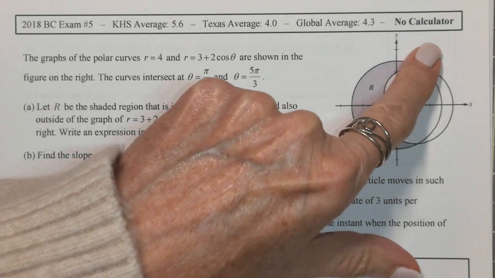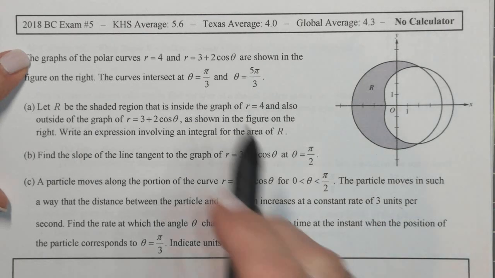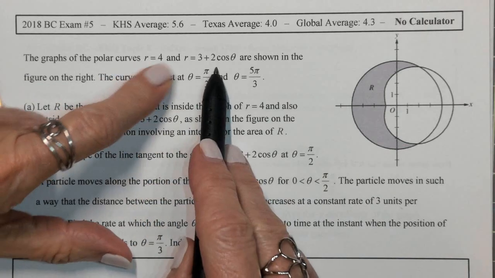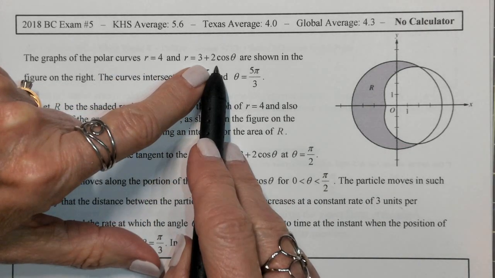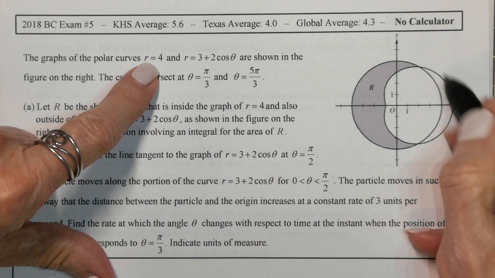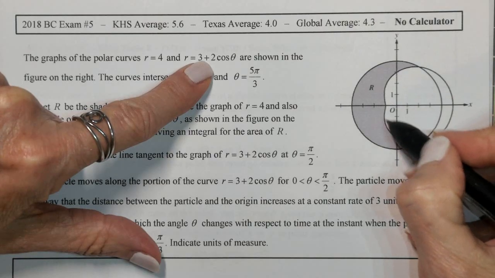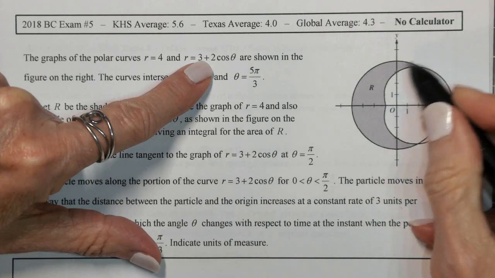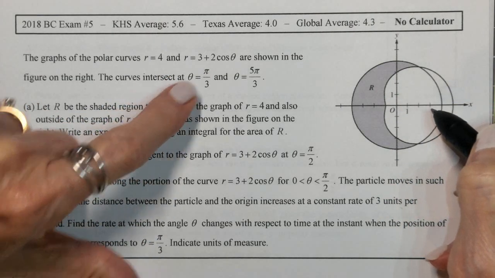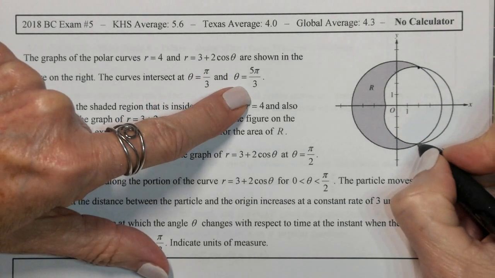Okay, this one was without a calculator, so no calculator on this one. Okay, the graphs of polar curves r equals 4 and r equals 3 plus 2 cosine theta are shown on the right. R equals 4 is the circle. R equals 3 plus 2 cosine theta is the limacon, no loop. The curves intersect, they tell us, at pi over 3 and at 5 pi over 3.